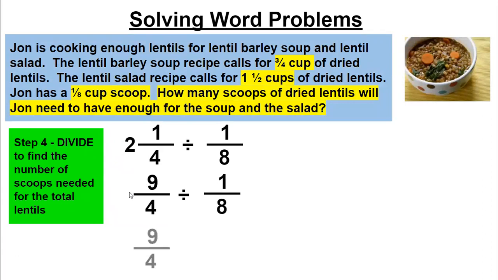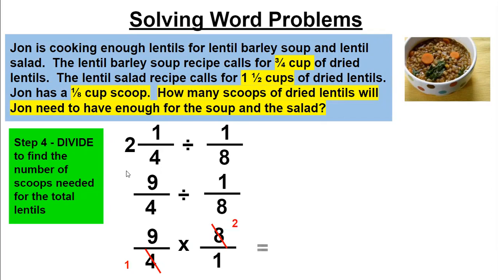Now we use keep, change, flip. 9/4, we keep the first fraction. We change the division sign to multiplication. If you've forgotten how to do this, go back and watch the fraction video on dividing. And then we flip to the reciprocal of the last fraction. 8 becomes the top number, 1 becomes the bottom number. Let's cancel our 4 and our 8. 4 goes into 8 twice. 4 goes into itself once. So always cancel when you can.